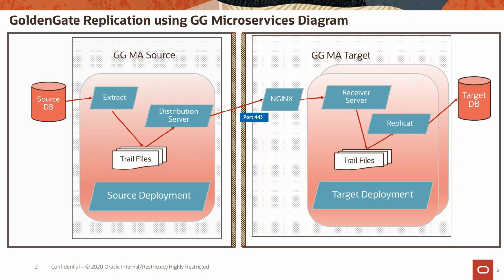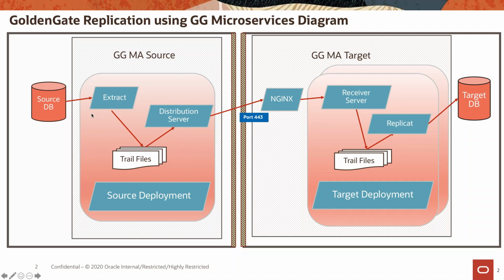So as everybody knows, in microservice architecture, a major difference between it and the classic architecture is it's using the distribution server and the receiver server to replace the original pump extract and the data collector. So in this particular diagram, you can see on the left side, there's a GoldenGate source microservice architecture. And on this left side, there's a source database.